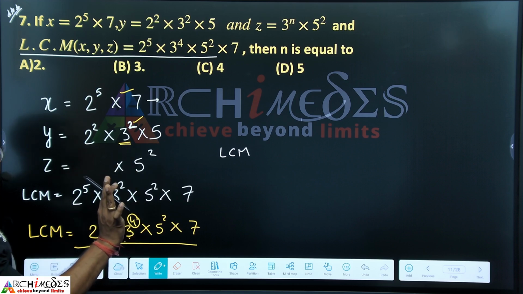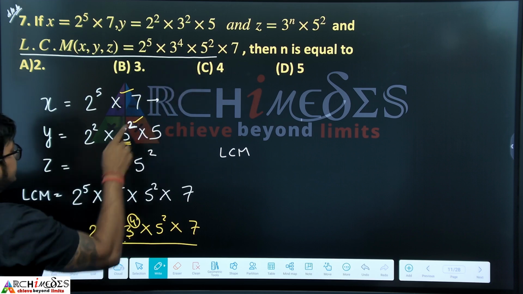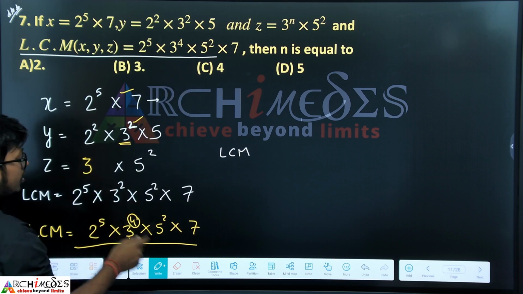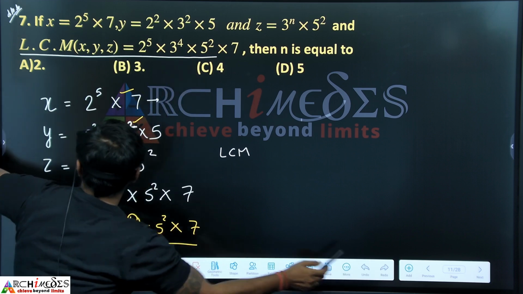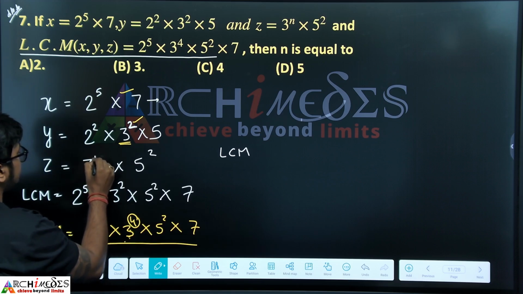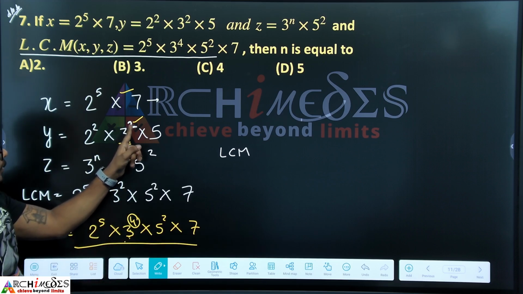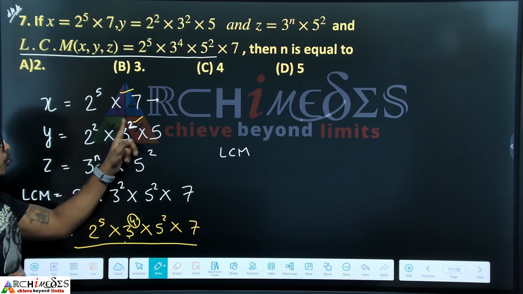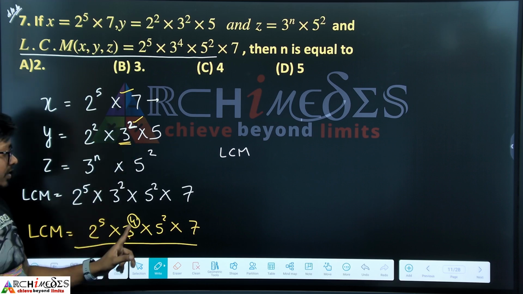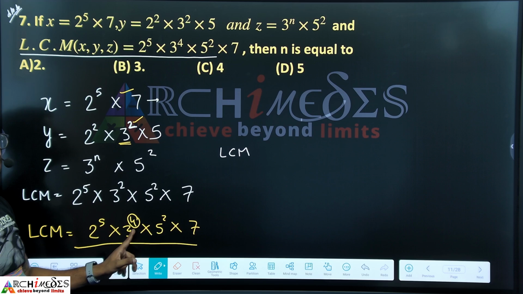Am I clear? And in Z there is a 3 to the power of n, dear. In Z there is a 3 to the power of n. That means how you can write 3 square, dear? Definitely that means this n is more than 2. Yes or no? That's why they have written 4. Now clear? ये 4 कहाँ से आया होगा?